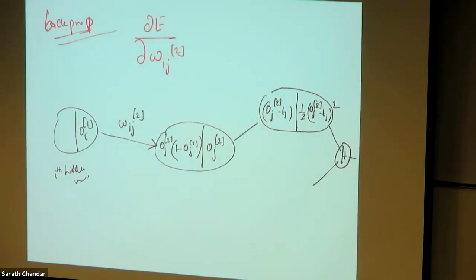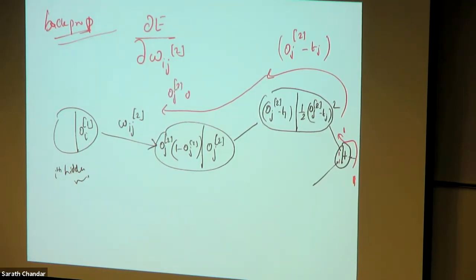So now I can actually do backpropagation through this. Let's see what happens. I'll put a 1 here, and that 1 goes through this, so it is still 1, and that 1 goes through this, so you get Oj of 2 minus Tj. It goes through this, so now you multiply this with whatever is there, right? So it becomes Oj of 2 times 1 minus Oj of 2, multiplied by Oj of 2 minus Tj, right?